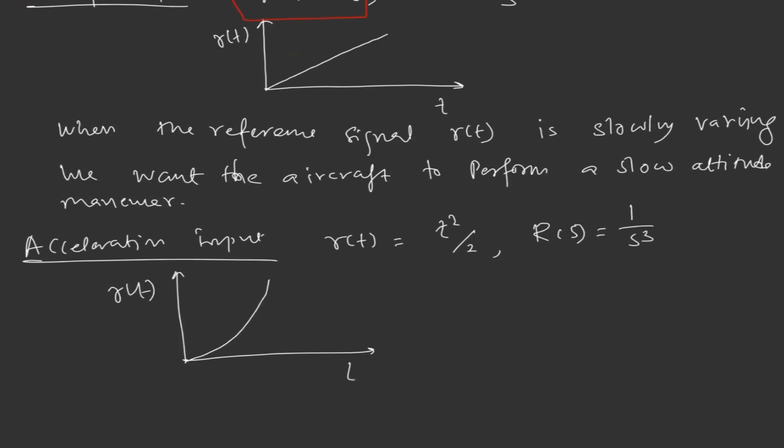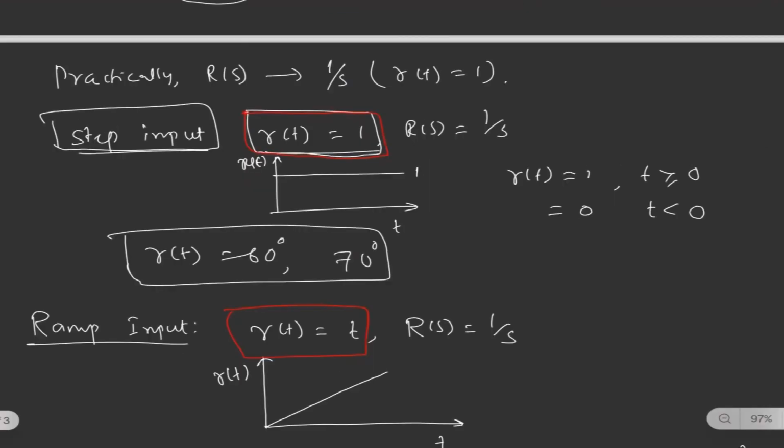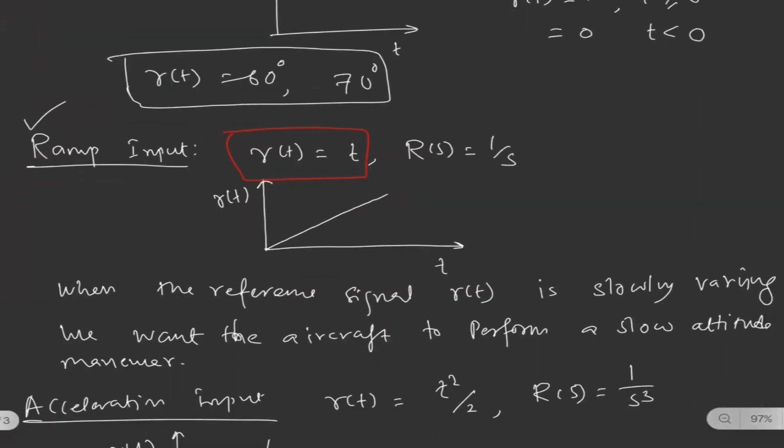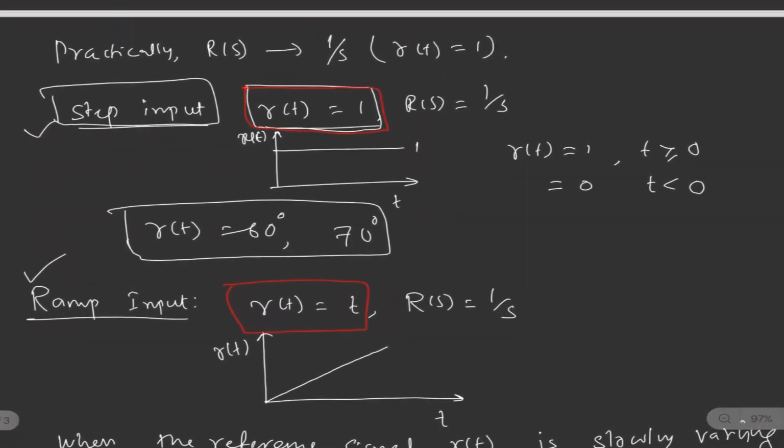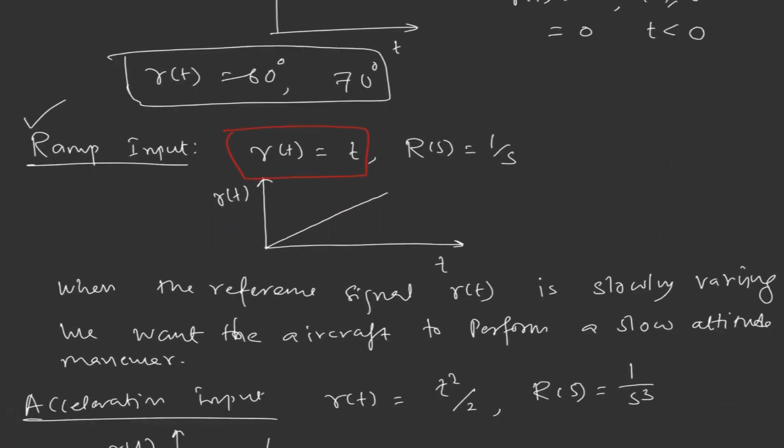This is R of t, this is t versus. So this acceleration input signal is generally not commonly used. In most autopilots, we generally use step input or ramp input for designing the autopilot. But step input is very common, and we can test the closed loop control system or controller, whether it is perfectly working or not. But ramp input, when we need the slowly varying aircraft, in that case we can use this R of t equal to t ramp input.